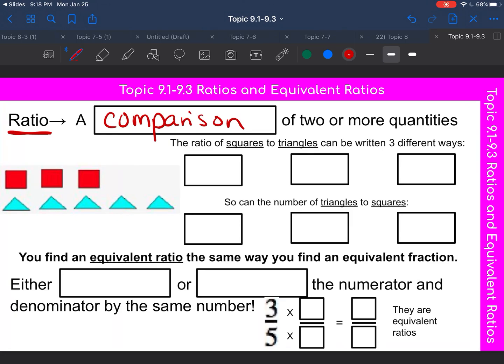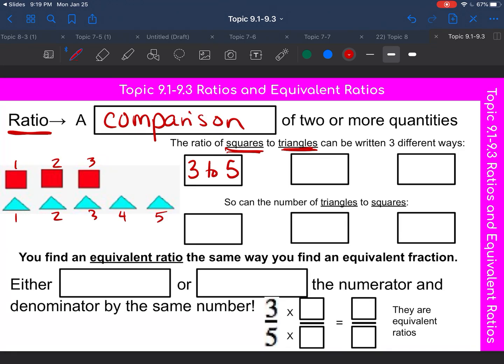So let's look at this example right now. There are 3 different ways you can write a ratio. The ratio says the ratio of squares to triangles. So I count 3 squares, and I count 5 triangles. So the first way to write a ratio, comparing squares to triangles, is 3 squares to 5 triangles. So the first way to write a ratio is literally writing that: 3 to 5. It's as easy as that. That's one way to write a ratio. Squares to triangles is 3 to 5.